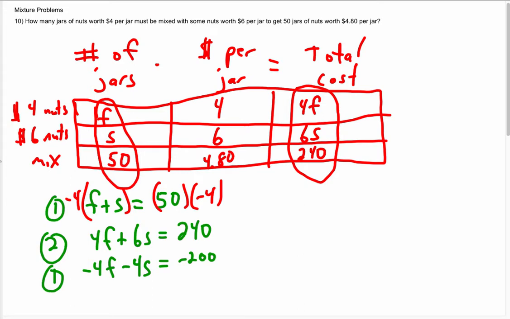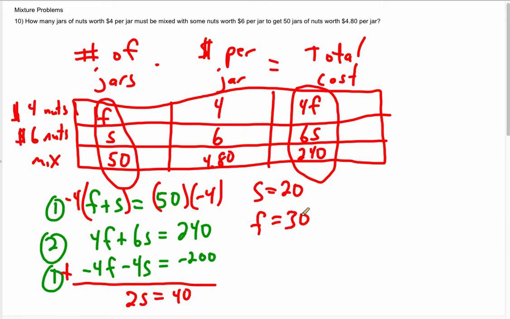And then when I add these two equations together, I end up with 2S equals 40. And then when I divide both sides by 2, I get S equals 20. And then going back to this original green equation here, 20 plus 30 is 50, so F must be 30. And there we go. We can test that.